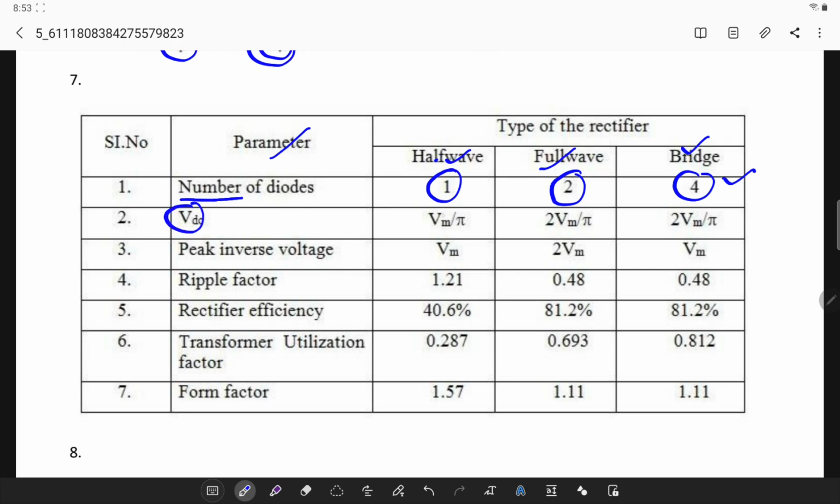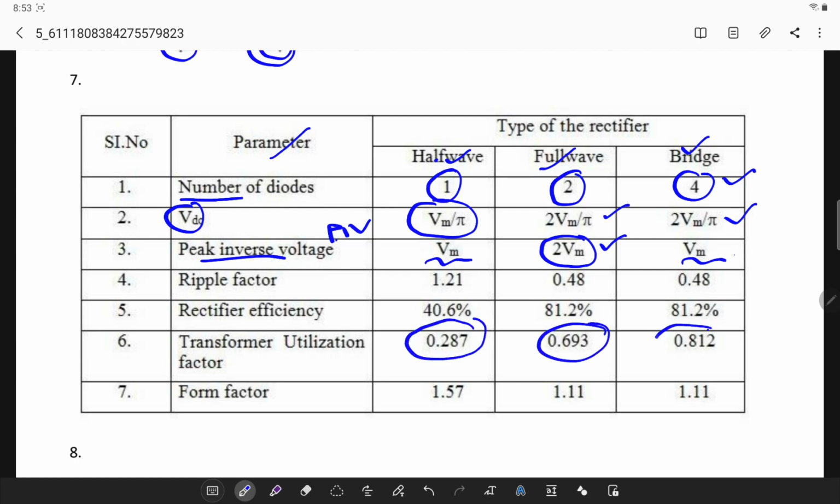The VDC, the DC voltage, is Vm by pi in a half wave rectifier, whereas it is the same 2 Vm by pi in a bridge wave rectifier. The peak inverse voltage PIV is maximum in the full wave rectifier, but it is Vm in both bridge wave and half wave rectifier. Coming to our question, the transformer utilization factor is highest in the bridge rectifier and least in the half wave rectifier.